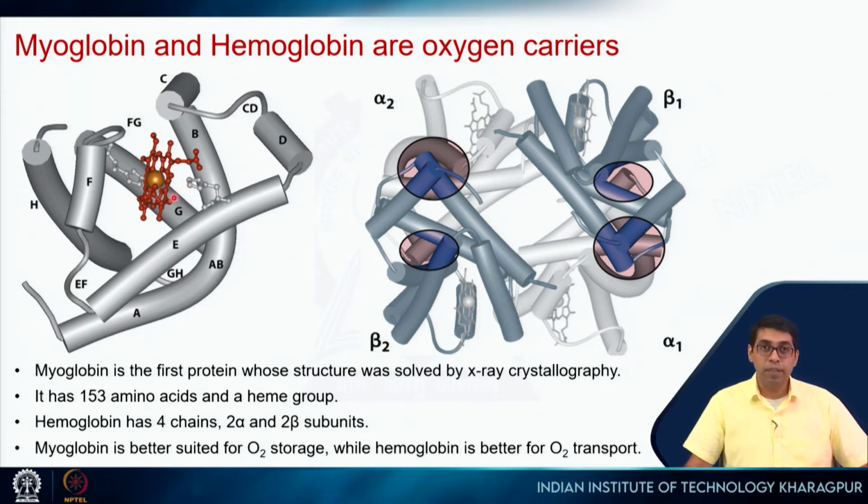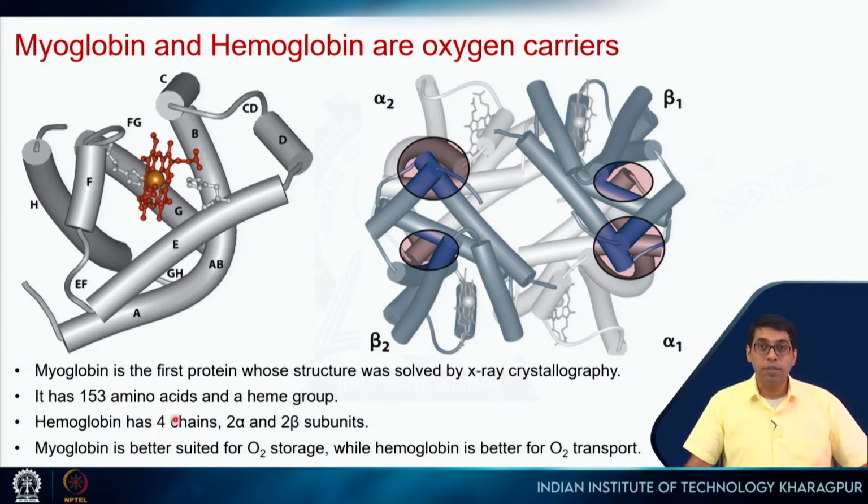Hemoglobin has the exact same structure as myoglobin. Additionally, it has 4 subunits. Instead of just one polypeptide chain, there are 4 polypeptide chains, and each of them carries this heme group. So, hemoglobin can bind 4 molecules of oxygen. It turns out that myoglobin is actually the first protein whose structure was solved by X-ray crystallography. It is not a very big protein. It has only 153 amino acids and a heme group.